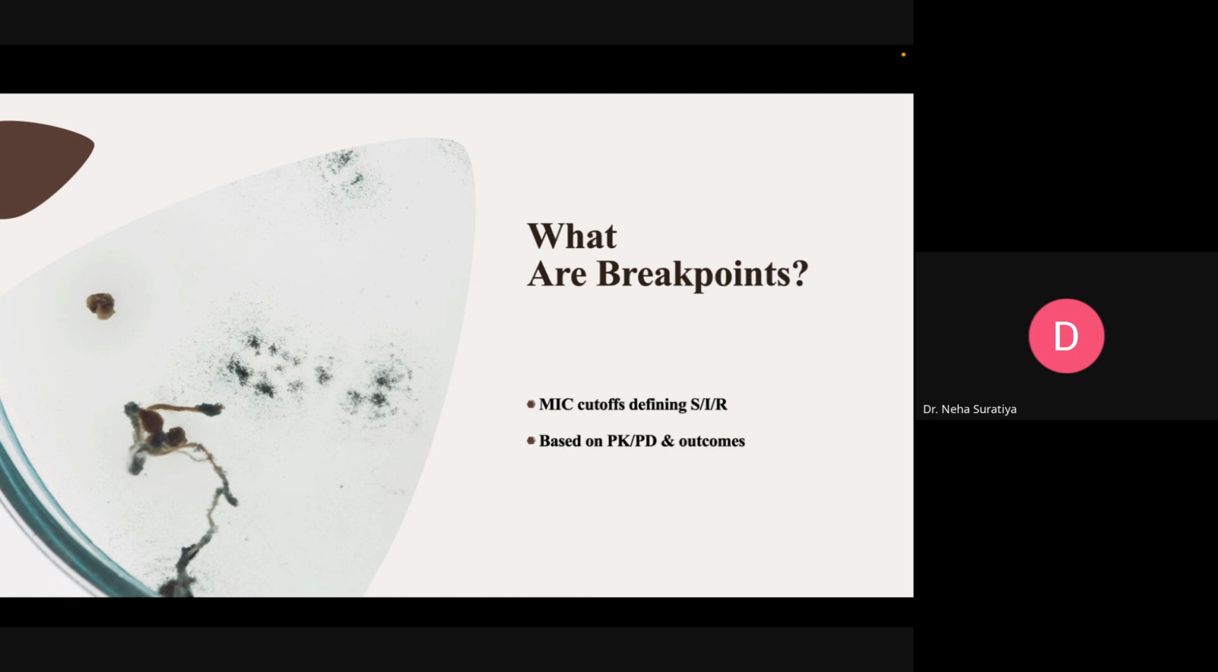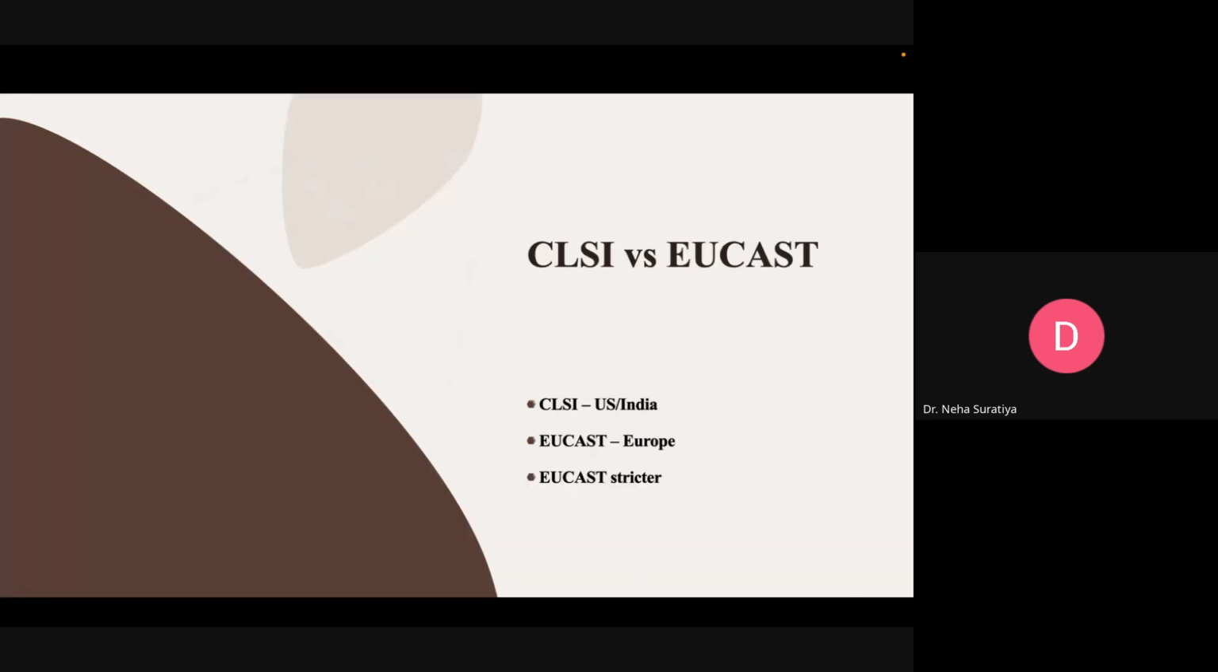Breakpoint is not the ultimate solution, guys. A drug may be labeled as susceptible, but the dose required may be toxic, site penetration may be poor, and outcome data may be weak. So the breakpoint helps us just for our basic understanding, balancing efficacy and safety. That's all, but we need to understand the guidelines behind it. For that guideline understanding, we have the next slide, CLSI and EUCAST.